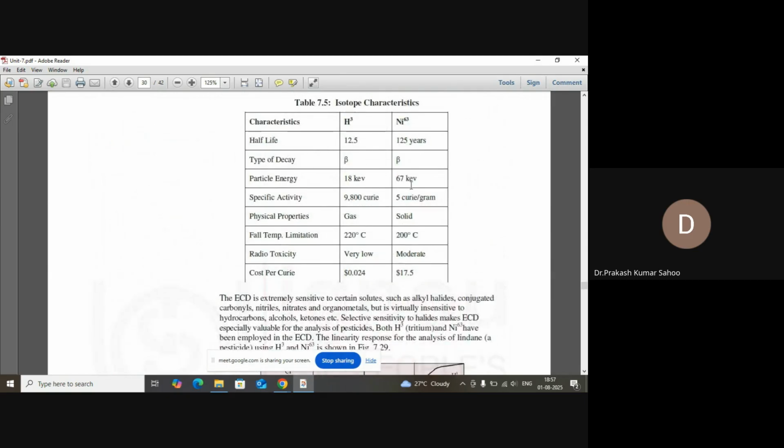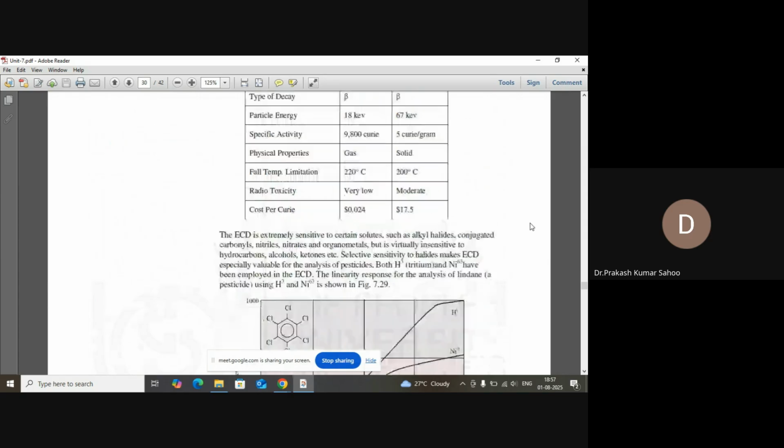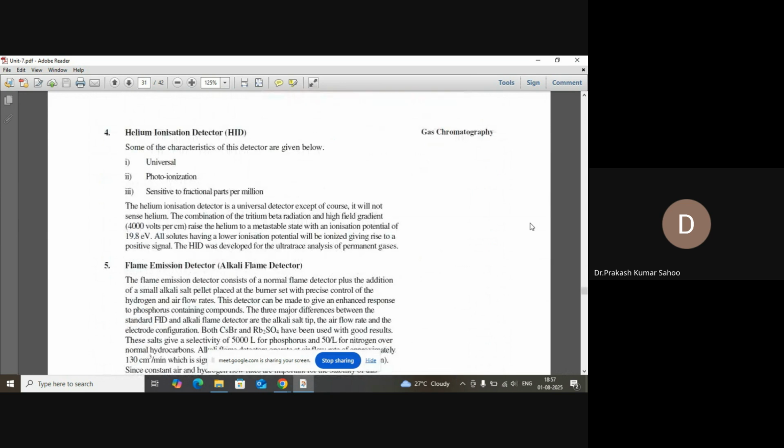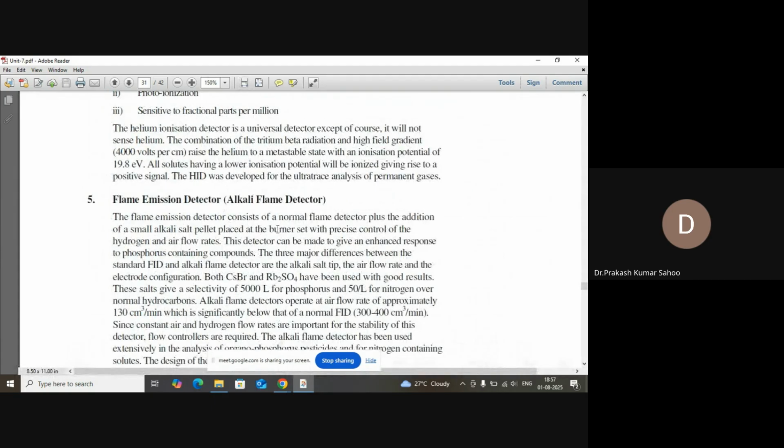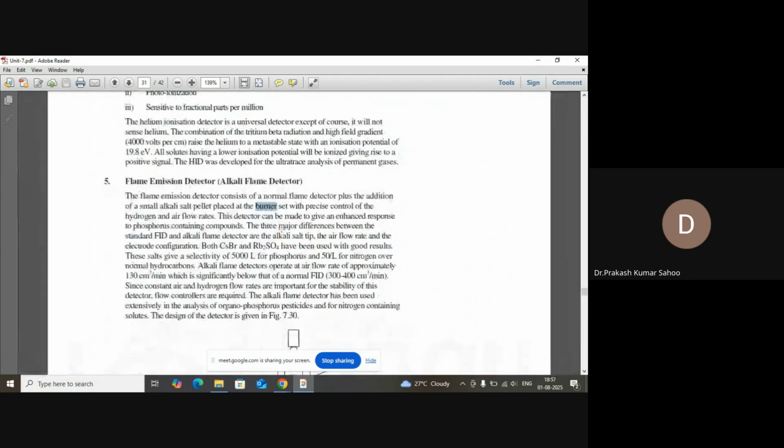Then go through what the different isotopes are, their characteristics, and their response towards ECD. Then we have the helium ionization detector, HID. This is a universal detector, photoionization, and it is sensitive to a few parts per million. Then at the end we have the flame emission detector, which is also known as the alkali flame detector.